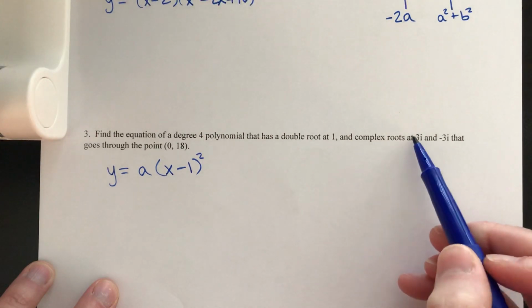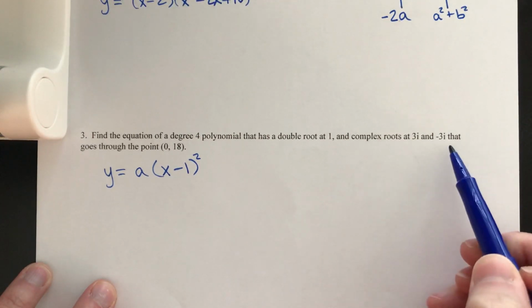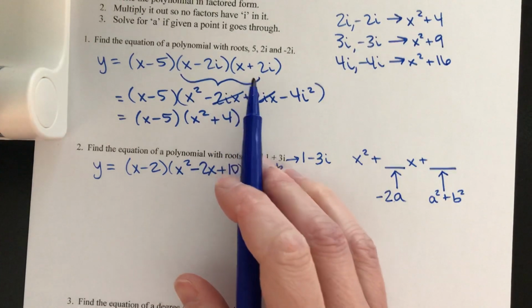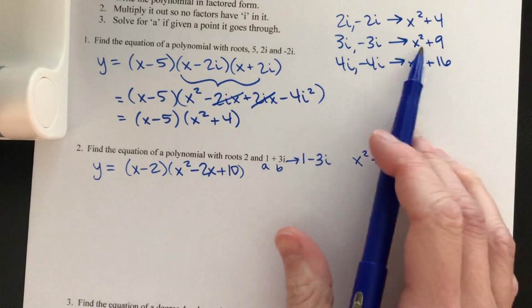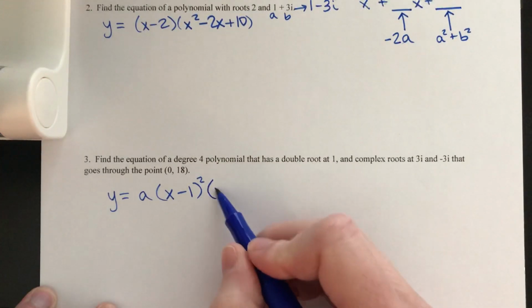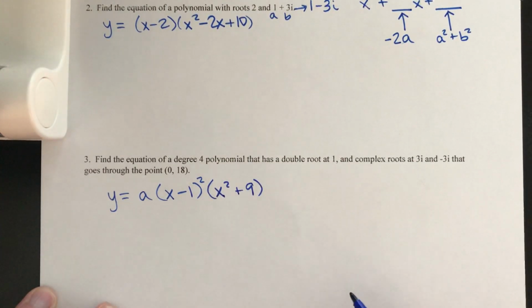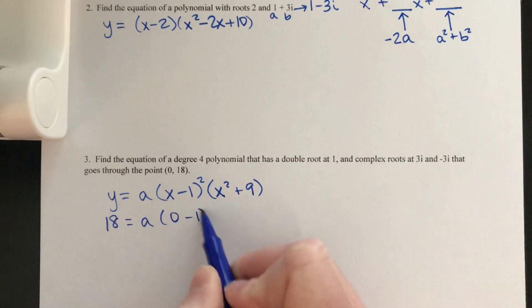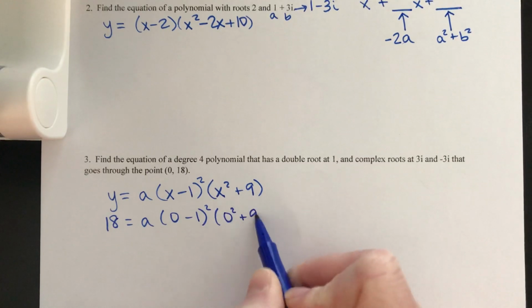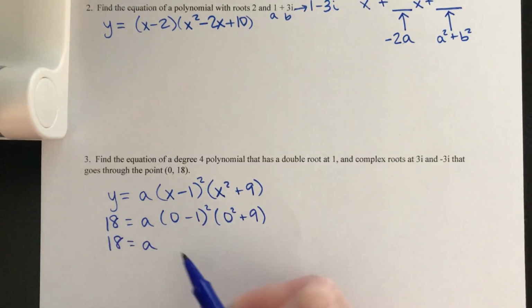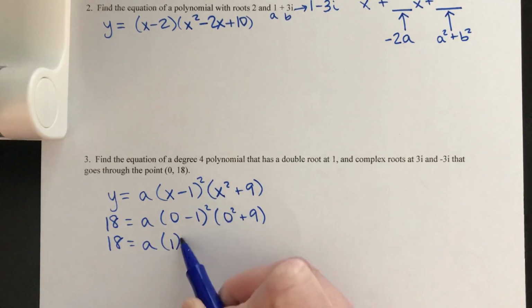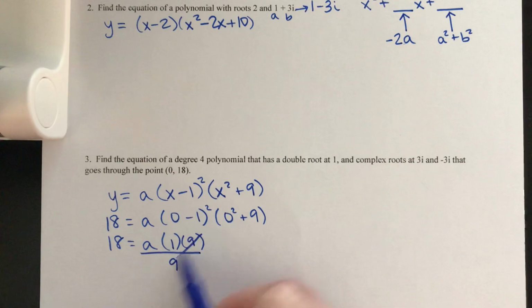And then remember, if we have roots that are just of the bi and negative bi form, the shortcut is that 3i and negative 3i would be x squared plus 9. So x squared plus 9 is my other factor. Now I've got to plug in the 18 for y, and I want to plug in 0 for x and solve for my stretch factor. So 0 minus 1 is a negative 1, but squared is 1. 0 squared is 0 plus 9 is 9. I'm going to divide by 9, so I get my stretch factor to be 2.